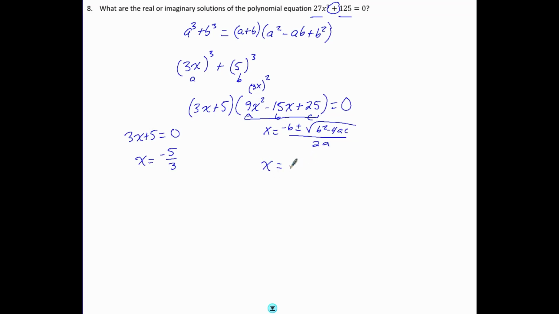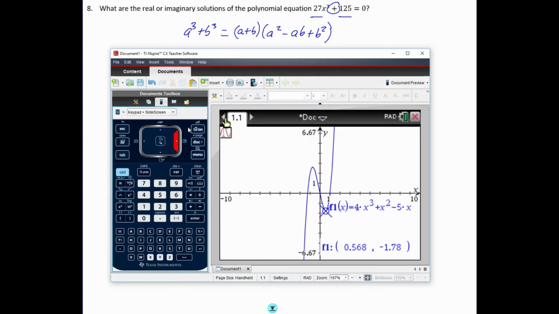X equals negative b, so positive 15, plus or minus the square root of b squared, negative 15 squared, minus 4 times 9 times 25, all over 2a. So it's going to be 9 times 2, which is 18. And let's see what we can do with this. So we're going to have 15 plus or minus, and here I'm just going to type that into the calculator.